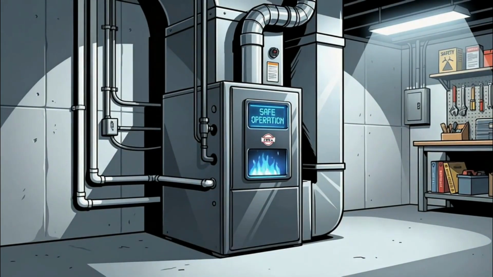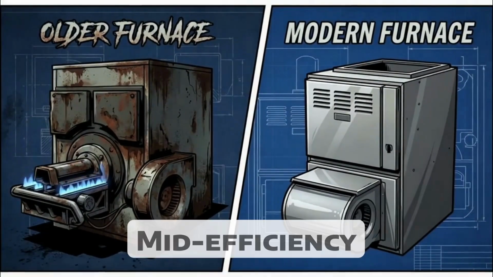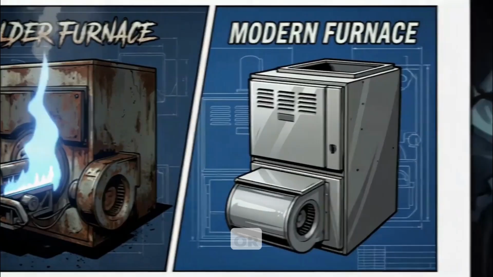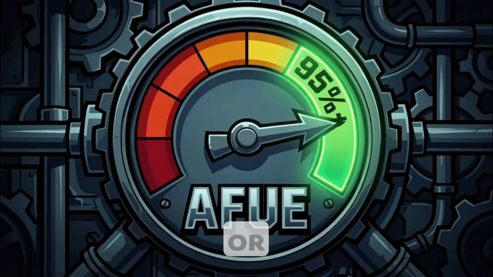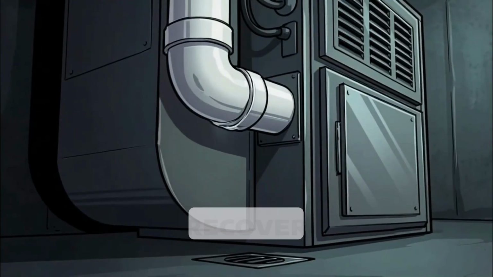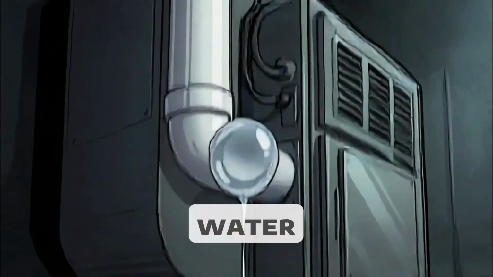Now, efficiency. Low-efficiency appliances are older designs. Mid-efficiency appliances are improved systems. High-efficiency or condensing appliances are often 90% AFUE or higher, with some reaching 95% and above. They recover more heat from flue gases and usually produce condensate water.